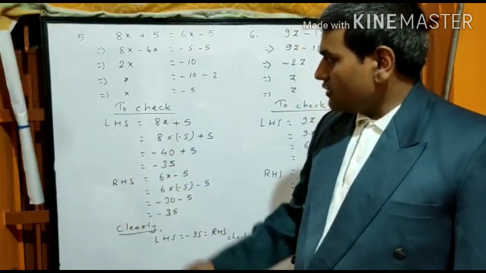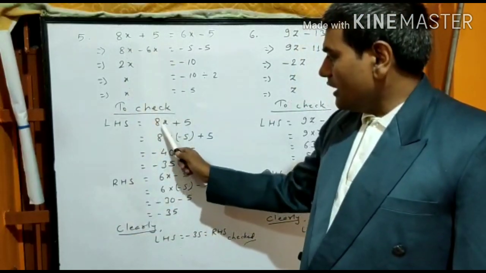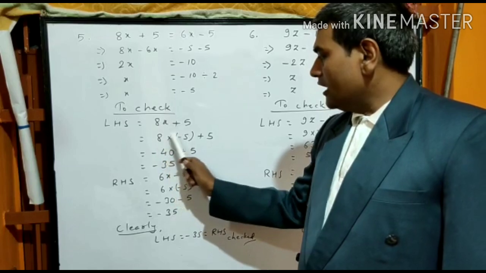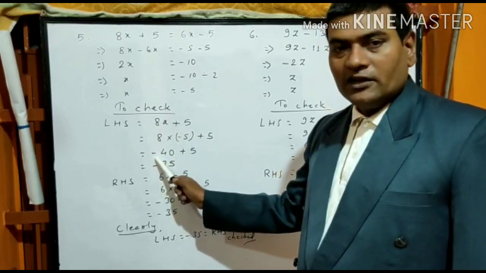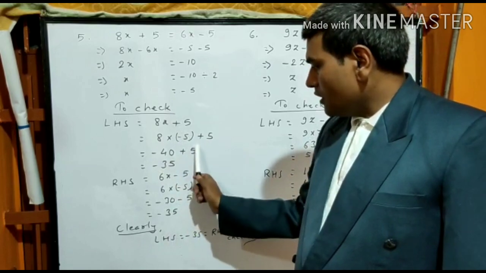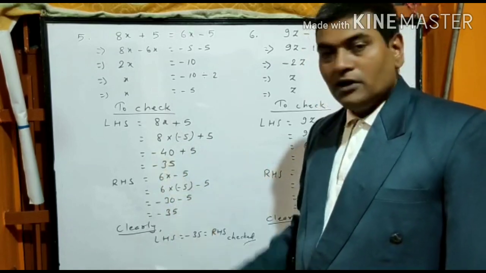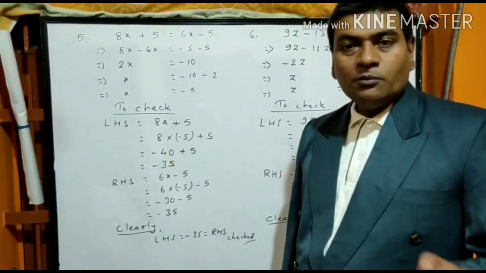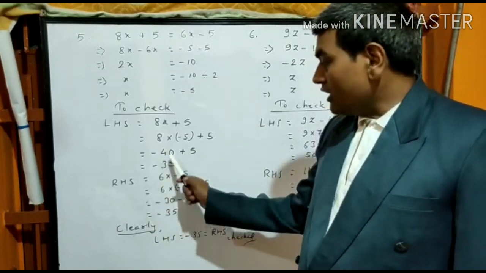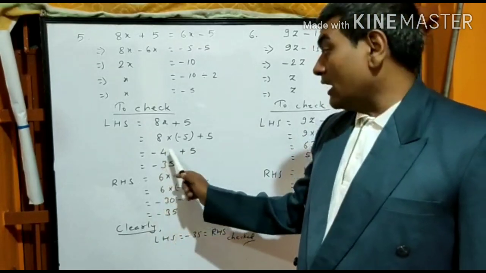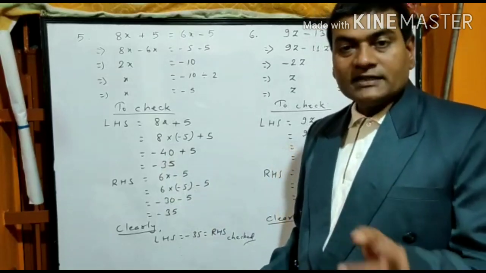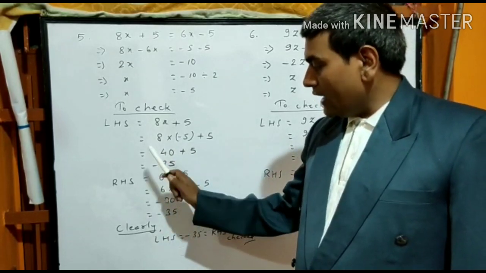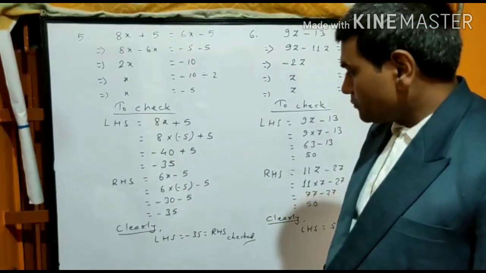Now to check, left hand side 8x plus 5, x is equal to minus 5. Write here minus 5 in the bracket. 8 5s are 40, sign of negative. Plus 5. One number is positive and the other is negative, so there will be subtraction. 40 minus 5 is 35, and the sign of the bigger number will be there. 40 is greater than 5. I am not talking about minus 40, I am talking about 40. 40 is greater than 5. So 40 minus 5 is 35, and the sign of 40 is minus, so here it will be minus.